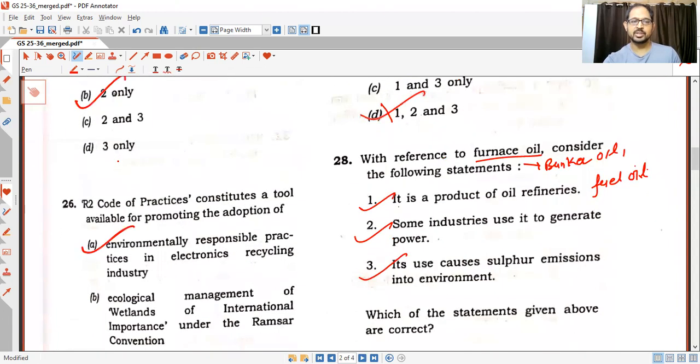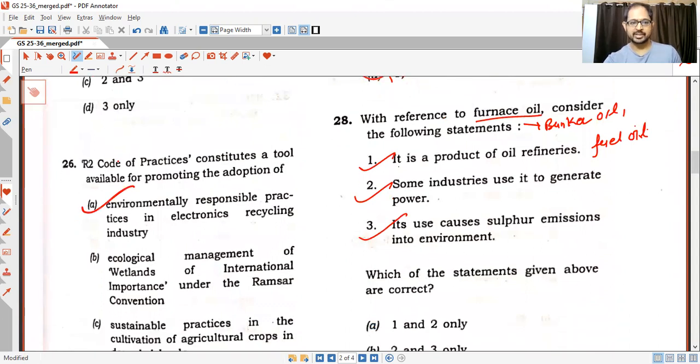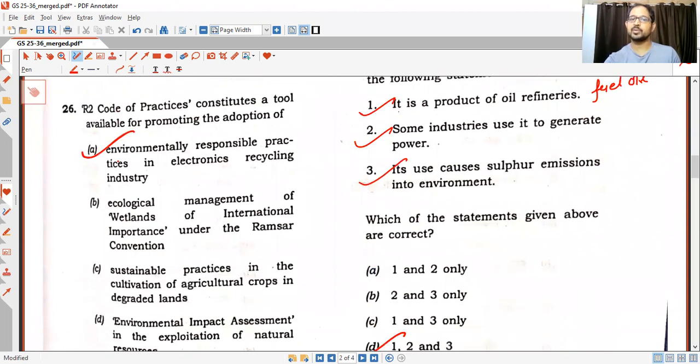Next, question number 26. It is from current affairs, from environment. R2 code of practices constitutes a tool available for promoting the adoption of environmentally responsible practices in the electronics recycling industry. It was a very direct question. If you knew this, you could have marked it easily, or else you could have dropped it if you haven't heard or read about it, but it was a direct question from the current affairs.